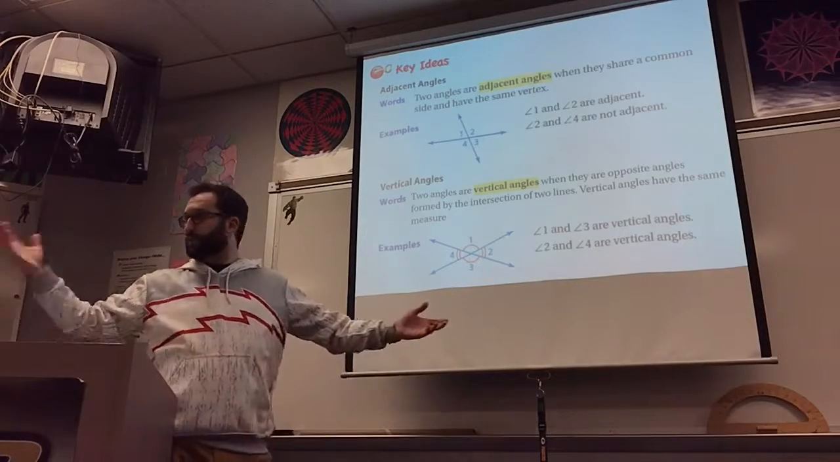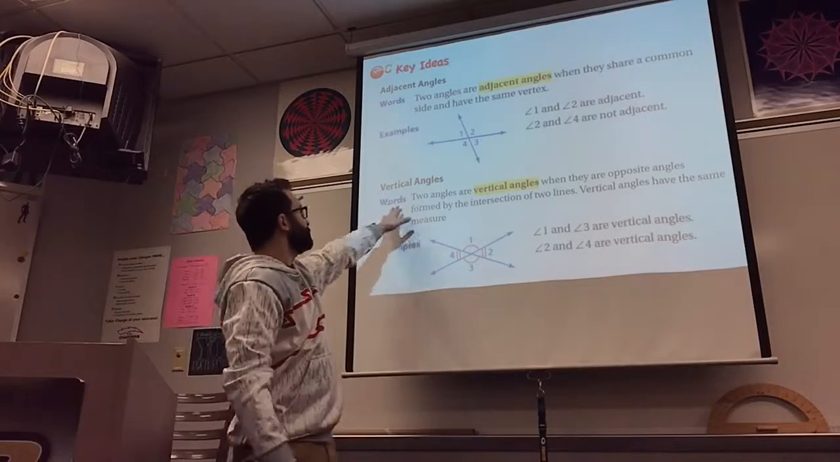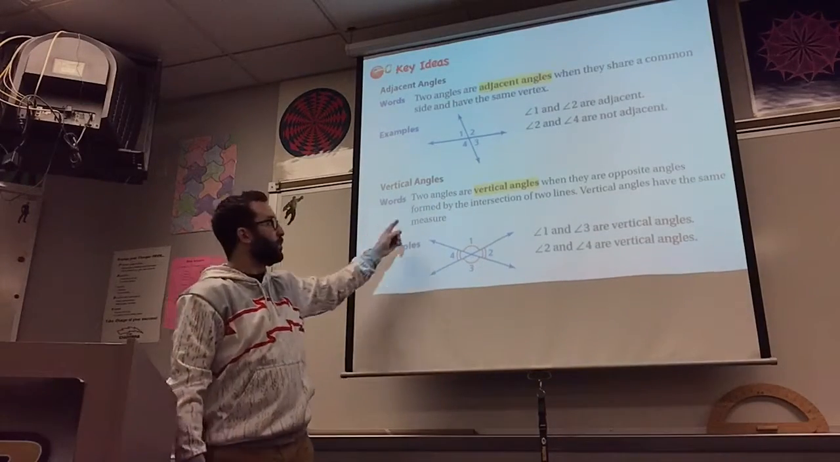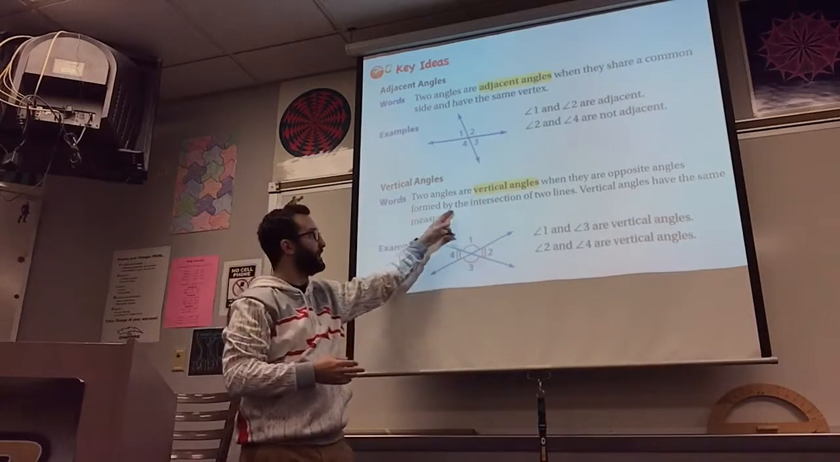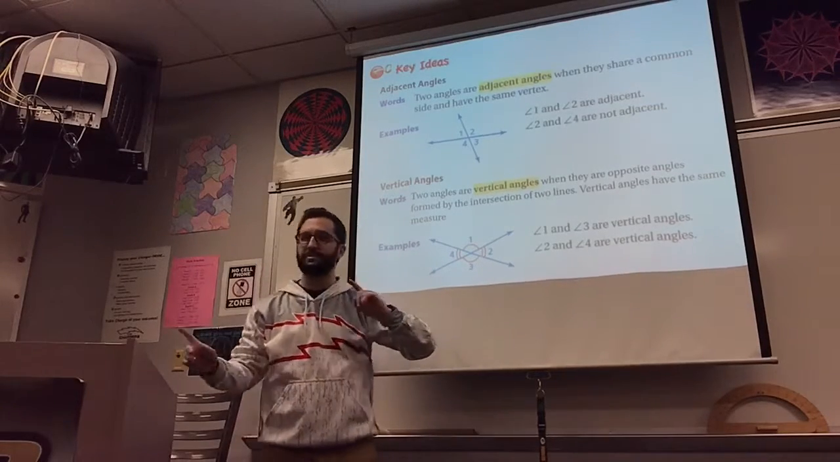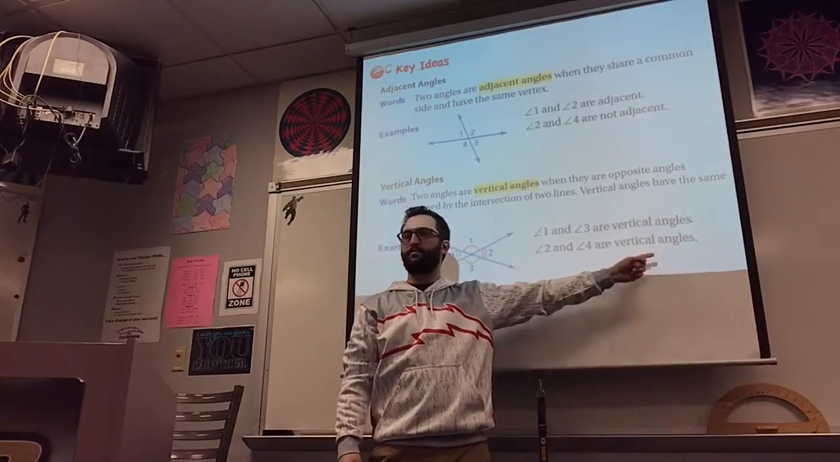Great question. Let's read the next definition and find out why 2 and 4 are not adjacent. So, 2 angles are called vertical angles. Everybody say vertical angles. When they are opposite angles, so opposite, formed by the intersection of 2 lines. Vertical angles have the same measure. So, Ashley asked about 2 and 4. 2 and 4 are actually called vertical angles.